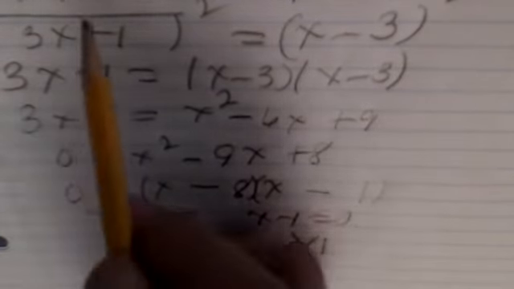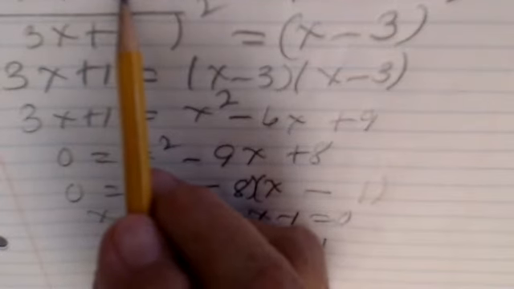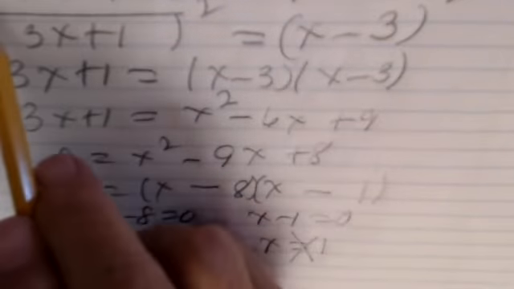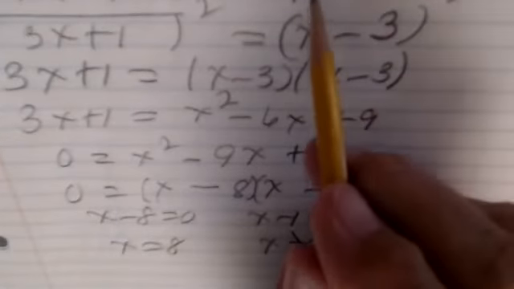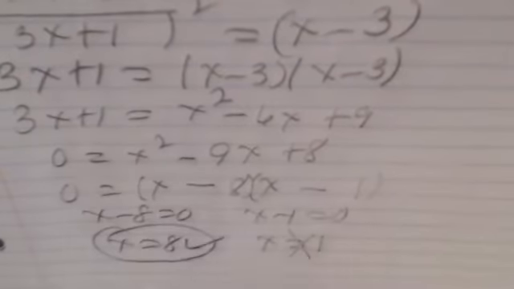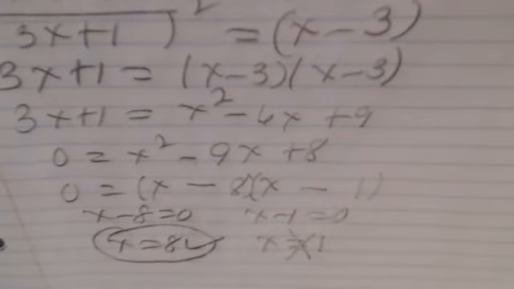Let's try the 8. 3 times 8 is 24, plus 1 is 25. Square root of 25 is 5. 5 plus 3 is 8. On the right-hand side, we've got 8. Therefore, the 8 checks. I repeat, when you work a radical equation, you have to check all your answers because you don't know which one.